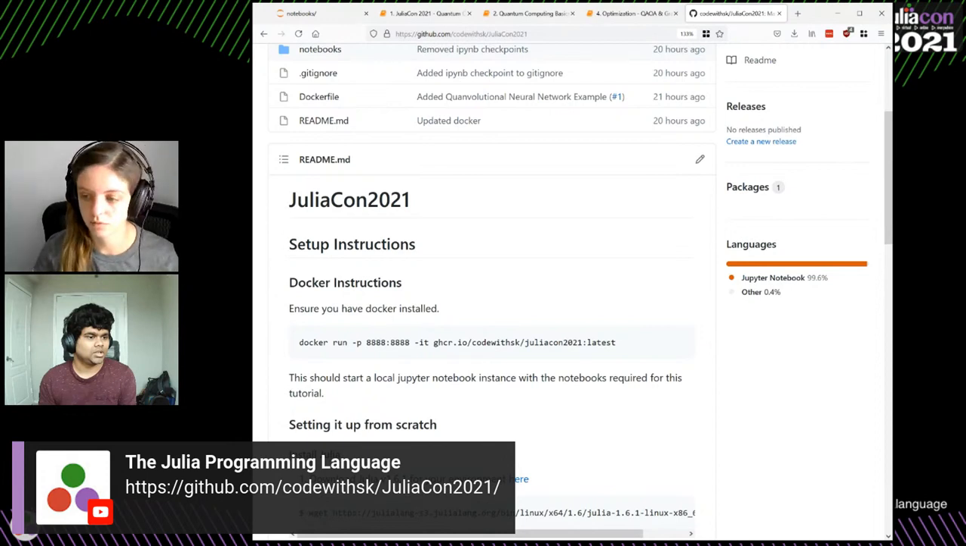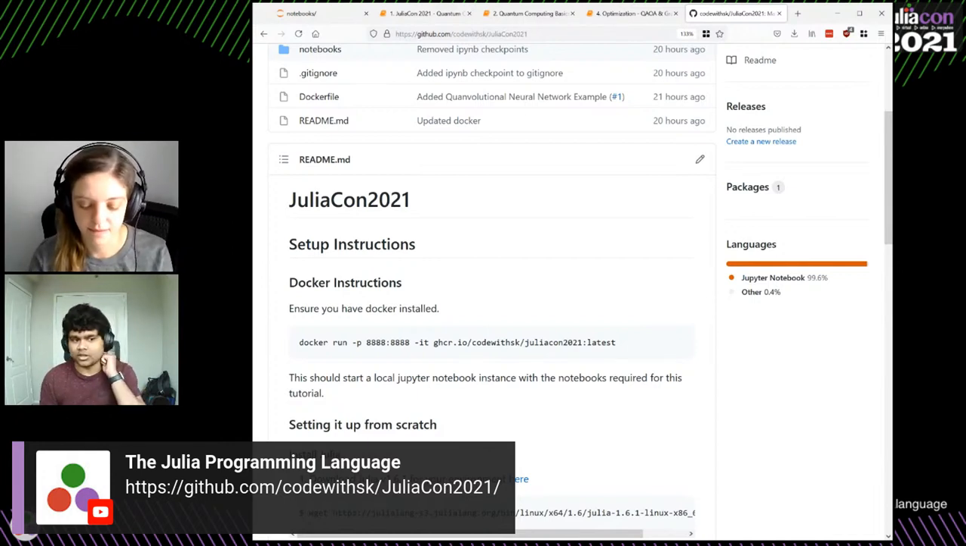Set up, the easiest way is probably to run the Docker command that's posted at the beginning of the README, and that'll get you just straight up and running with a Jupyter instance in your browser.